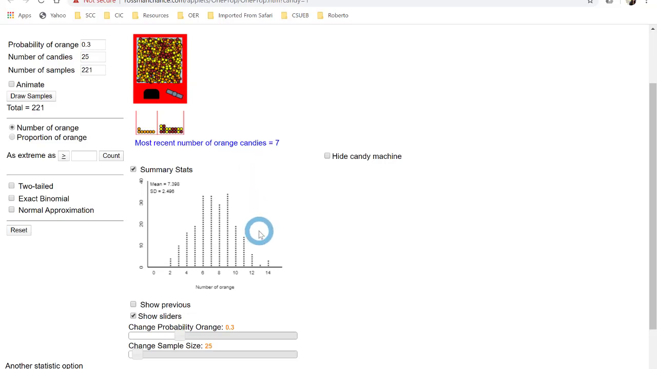So you can see that as we take more and more samples, and this is what the central limit theorem says, the closer you get to the true population mean and standard deviation.